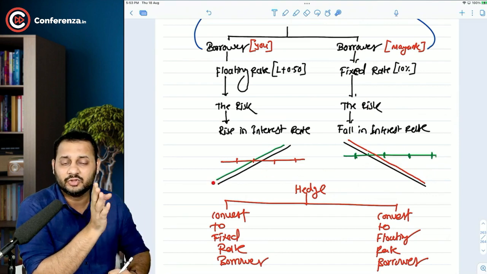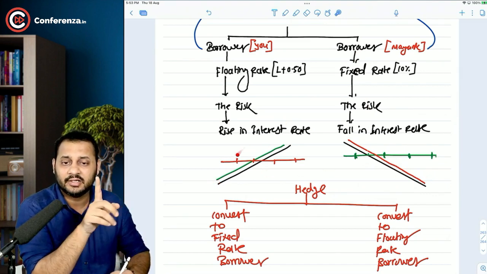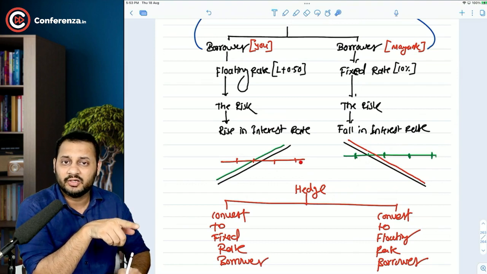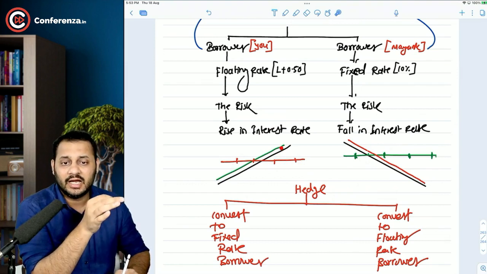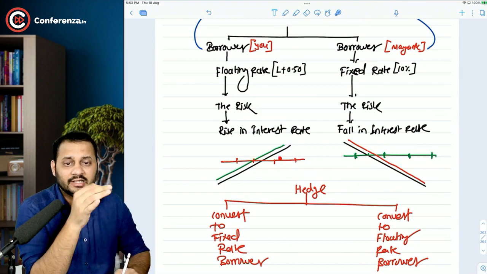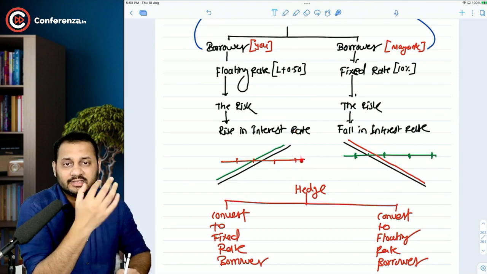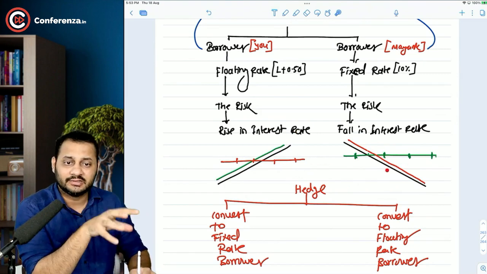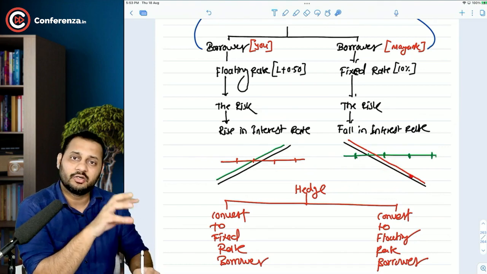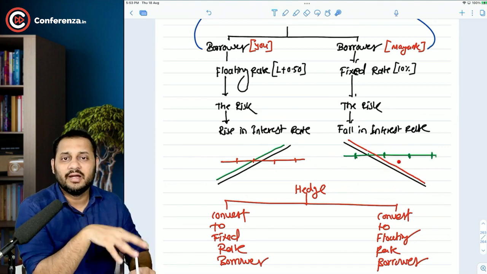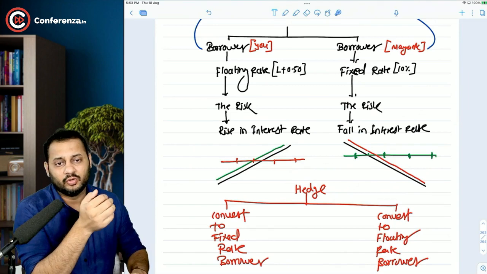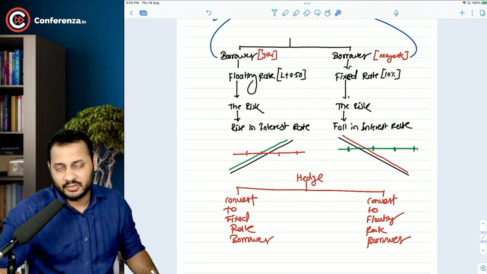And in this case also, even if the interest rates are rising in the market, the cost to the borrower is the same. That means at this point, the interest rates are high, still I'm paying low. In this case, the interest rates are low and still I'm paying low. So both the parties can convert themselves. This is what the main purpose is.